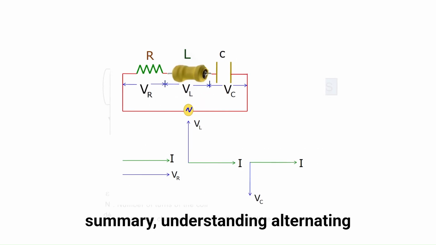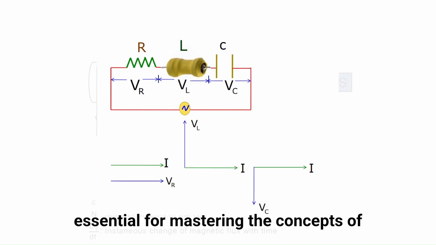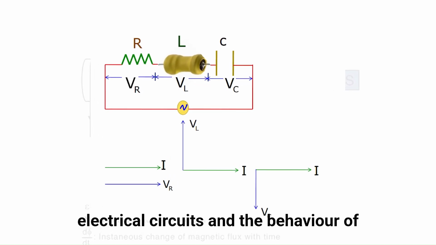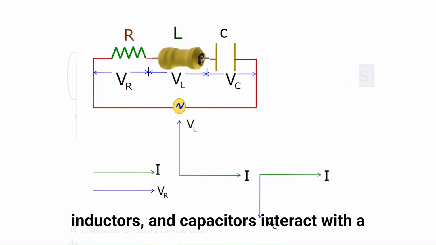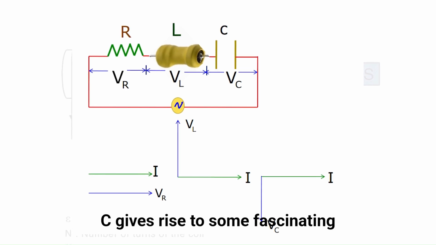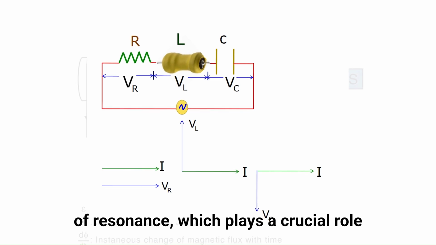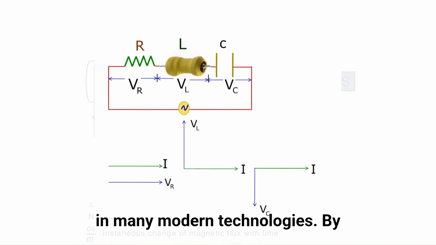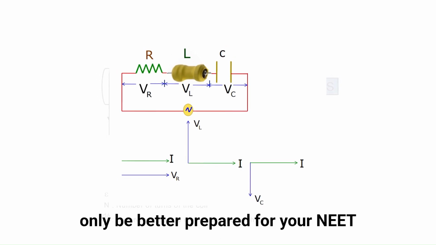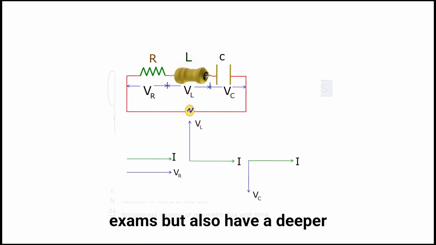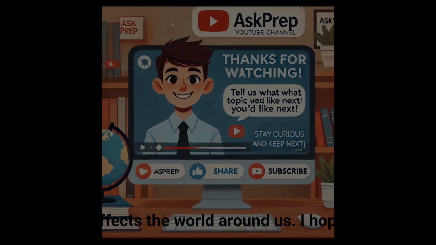In summary, understanding alternating current, LCR circuits, and resonance is essential for mastering the concepts of electrical circuits and the behavior of AC. The way resistors, inductors, and capacitors interact with AC gives rise to some fascinating phenomena, including the powerful concept of resonance, which plays a crucial role in many modern technologies. By grasping these principles, you'll not only be better prepared for your NEET exams but also have a deeper understanding of how alternating current affects the world around us.